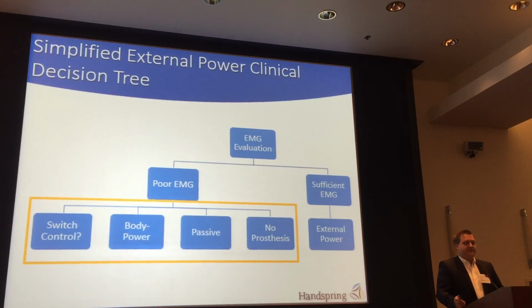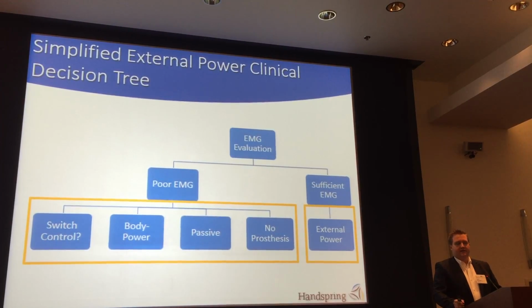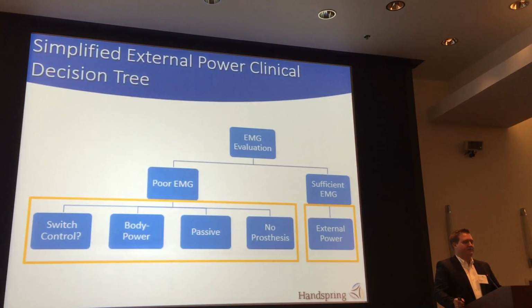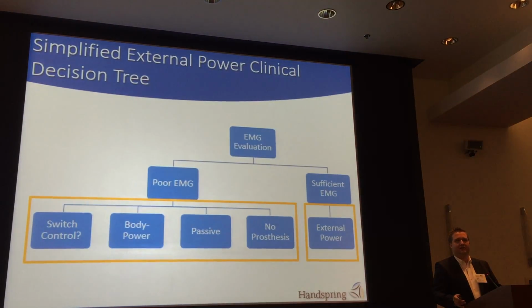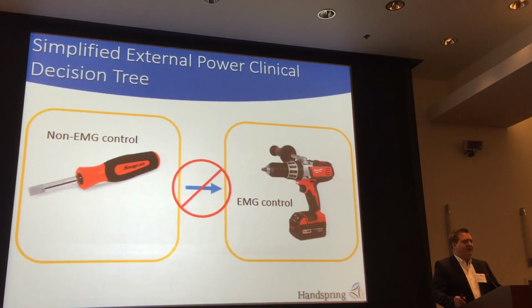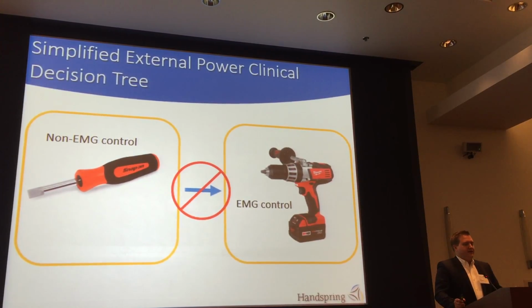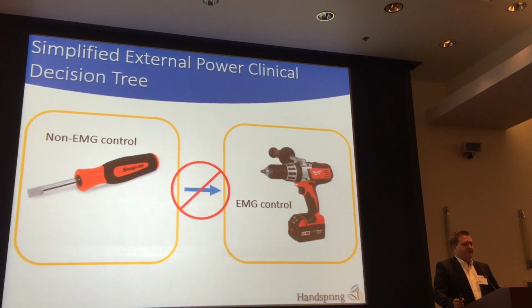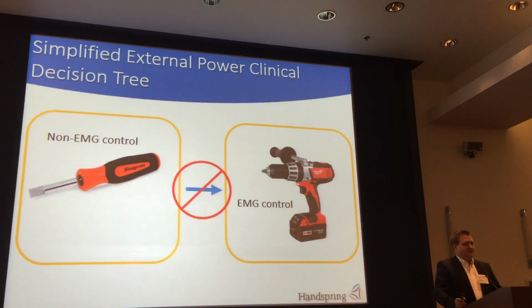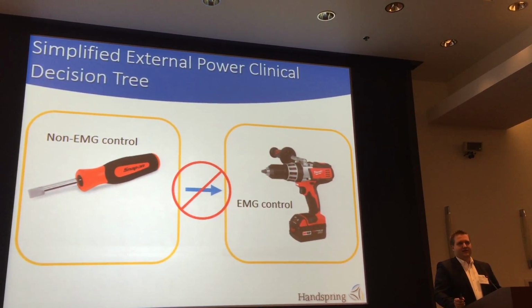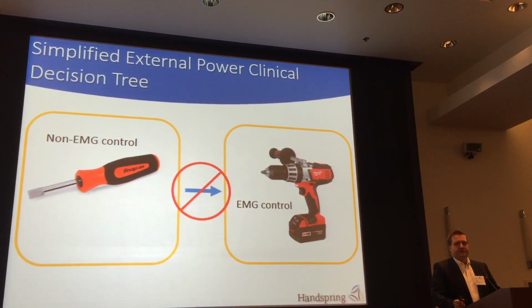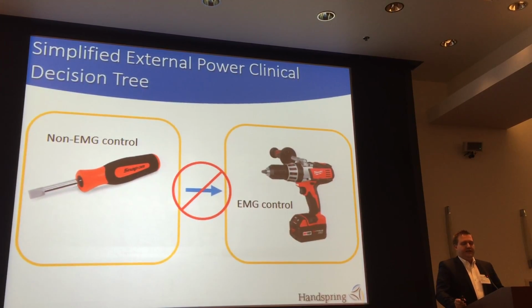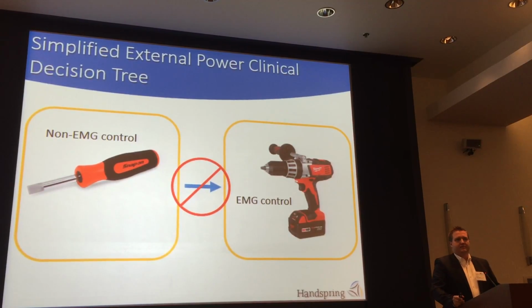If the patient has sufficient EMG control, then we can consider external power, and this is how things have been done for the past 40 to 50 years when I'm talking about myoelectric control. So it's very simplified. If you don't have good EMG signals, then we have a simplified prosthesis. If we do have sufficient EMG signals, we can then have an EMG control type prosthesis.